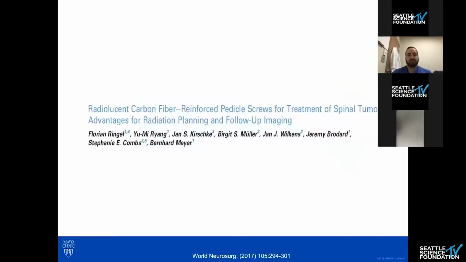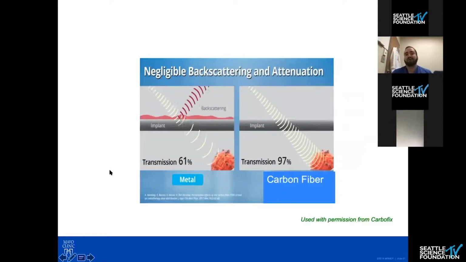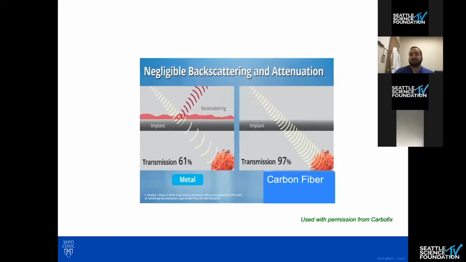This is the aspect relative to heavy particle radiation. You can see with a high Z implant, there's about 61% transmission, because about a third of the radiation is scattered away. So tissue is getting doses of radiation that it may not need or deserve. Whereas with a lower Z implant like carbon fiber, it's able to penetrate better and therefore allows for a lower dose of radiation to the tumor.